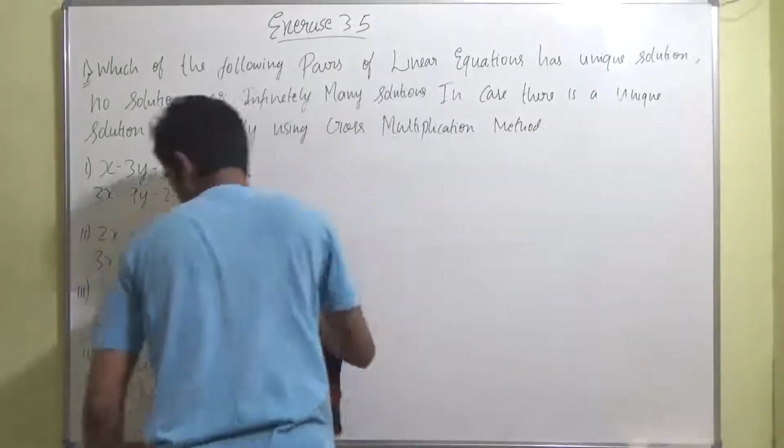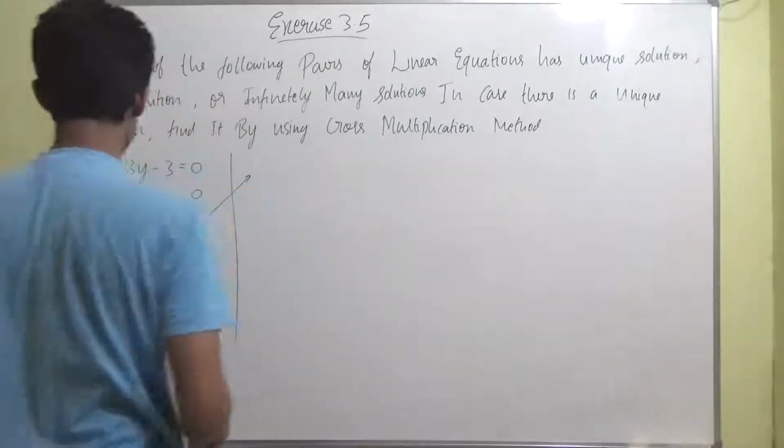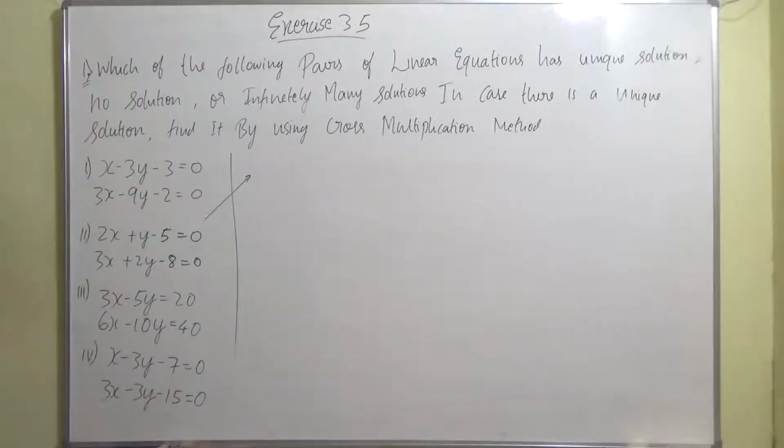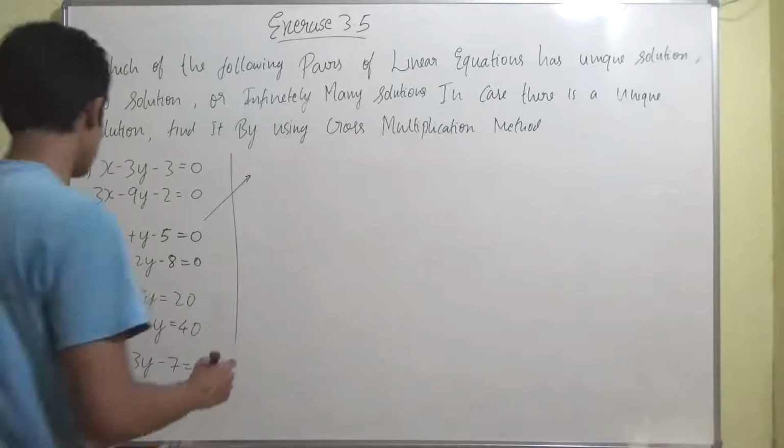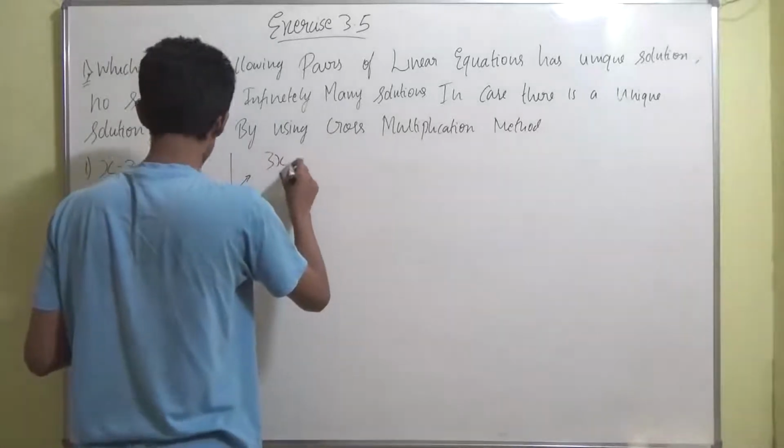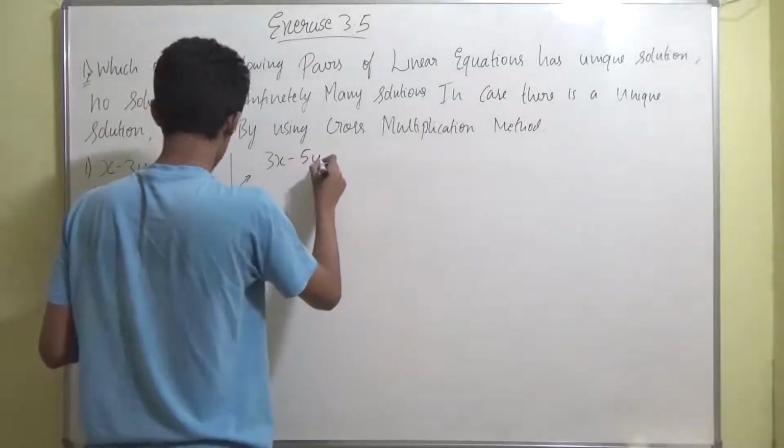So done. Now let's go to the third sub question. The third sub question, they are given 3x minus 5y equal to 20, 6x minus 10y equal to 40. So in this case guys, if you see what's going to happen is a1 by a2 is going to become equal to b1 by b2 is going to become equal to c1 by c2. I'll show you how. Let me write the question once again here.